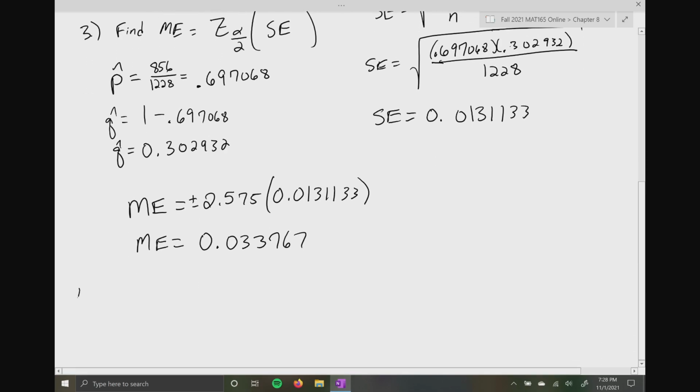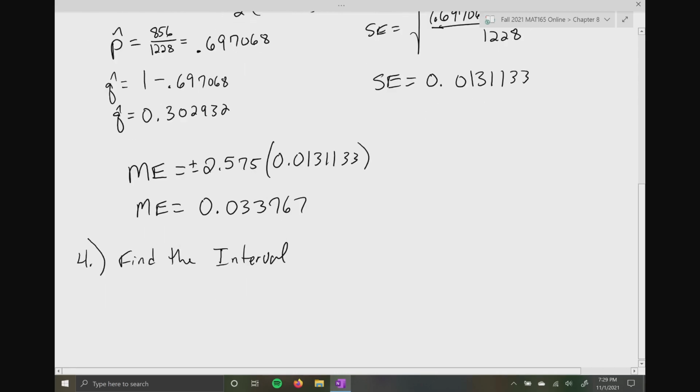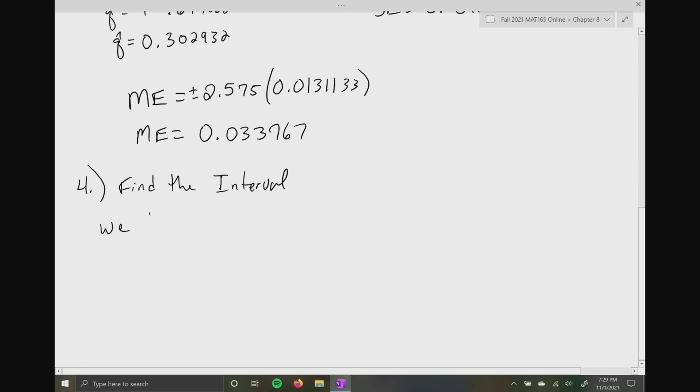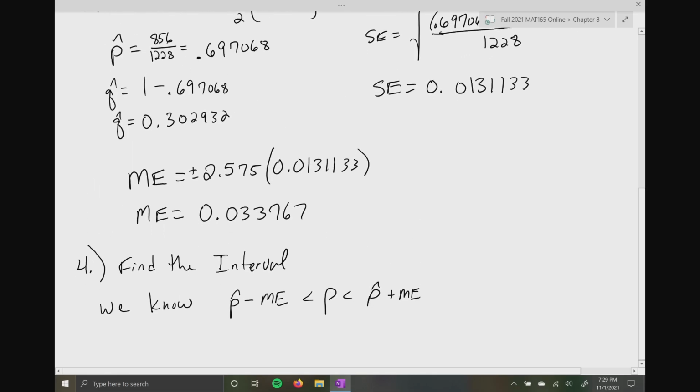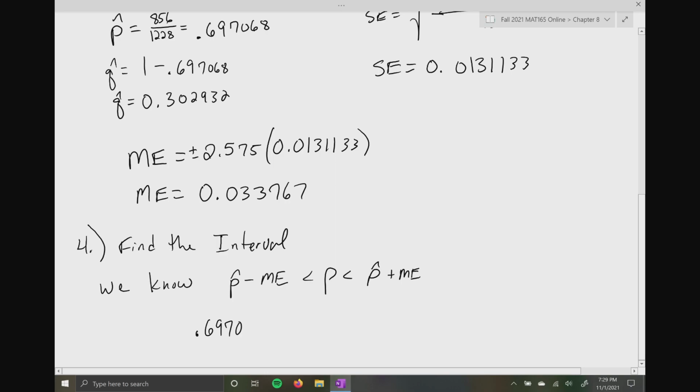Step 4. Now we find our upper and lower limits, all right? So I can just summarize that by saying find the interval. Here's what we know. We know the interval is going to look like this. p is going to be directly in the middle. And then you're going to have p hat minus your margin of error, and then p hat plus your margin of error. All right? Now, we found p hat to be 0.697068. And we're going to subtract our margin of error from that. And then we're going to do the same exact thing, except we're going to add the margin of error to that.